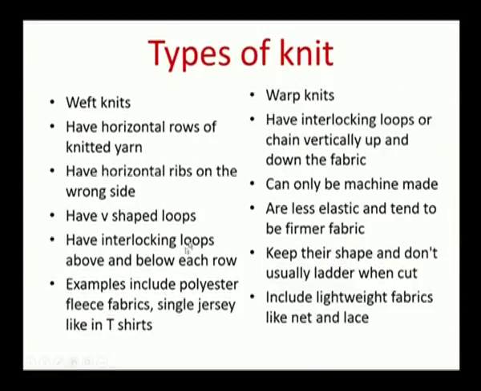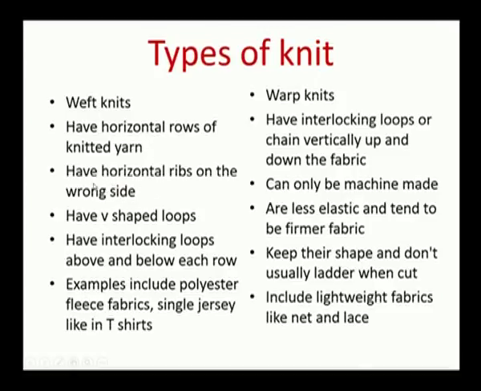This is again types of knit. Two types we already discussed. One is weft and another one is warp knits. Weft has horizontal rows of knitted yarn. Warp has interlocked loops or chains vertically up and down the fabric. So, compared to this one having cross linking or interlocking, which has more stability, the density or thickness is higher in this case.